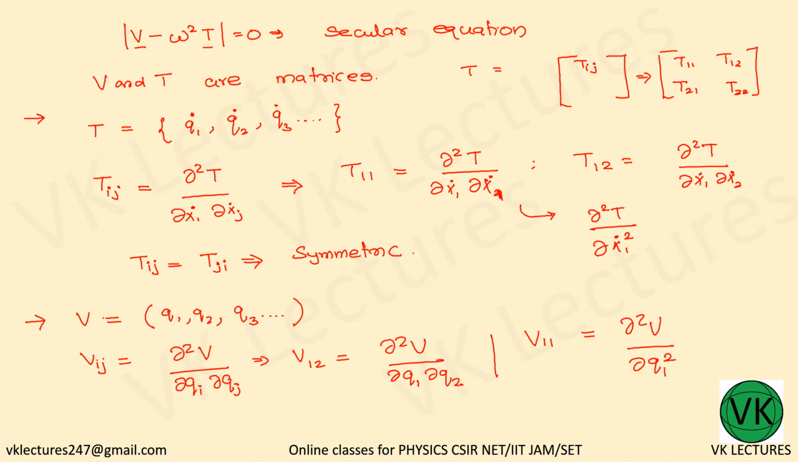This is just for x. If you want in terms of q1 dot, you can write q1 dot here and q1 dot here, and T12 will be equal to dou square T by dou q1 dot, dou q2 dot. And again, this V is also a symmetric matrix. Remember, both the kinetic energy matrix as well as the potential energy matrix V are symmetric. That means Vij equals Vji.